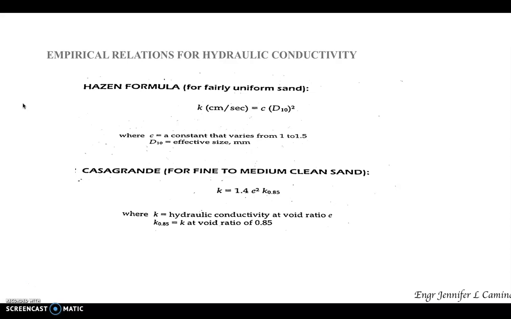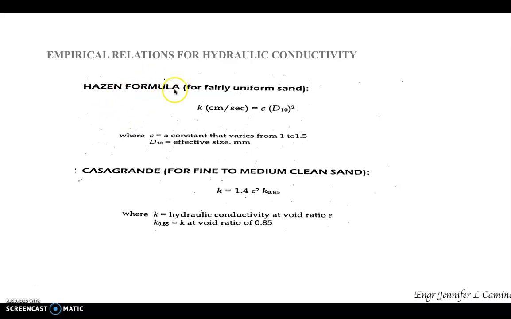So what if we're going to compute for hydraulic conductivity and the velocity, and the parameters involved in the constant head test and falling head test are not given? You can still solve for the hydraulic conductivity or permeability coefficient using these hydraulic conductivity equations that were introduced by certain individuals who conducted laboratory tests.